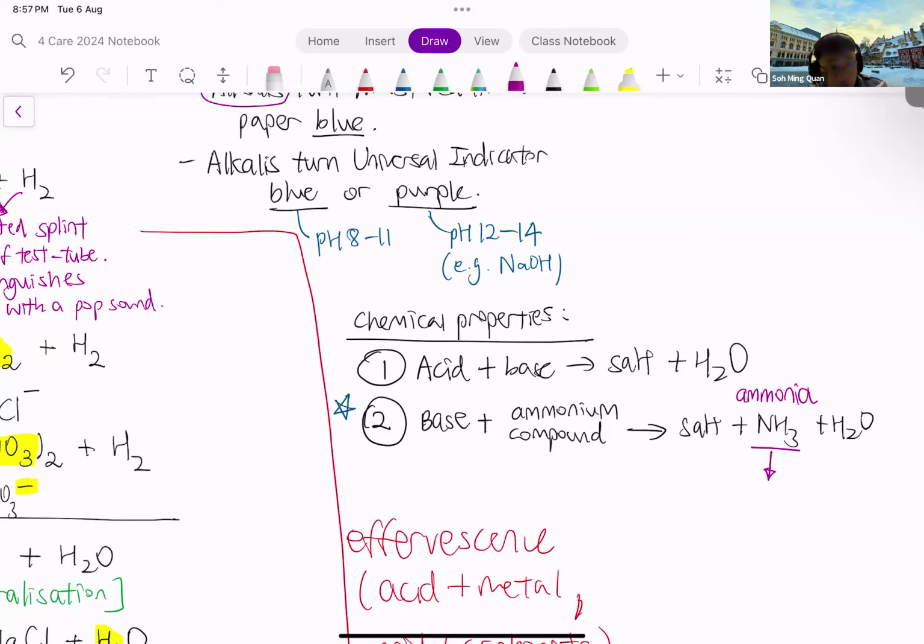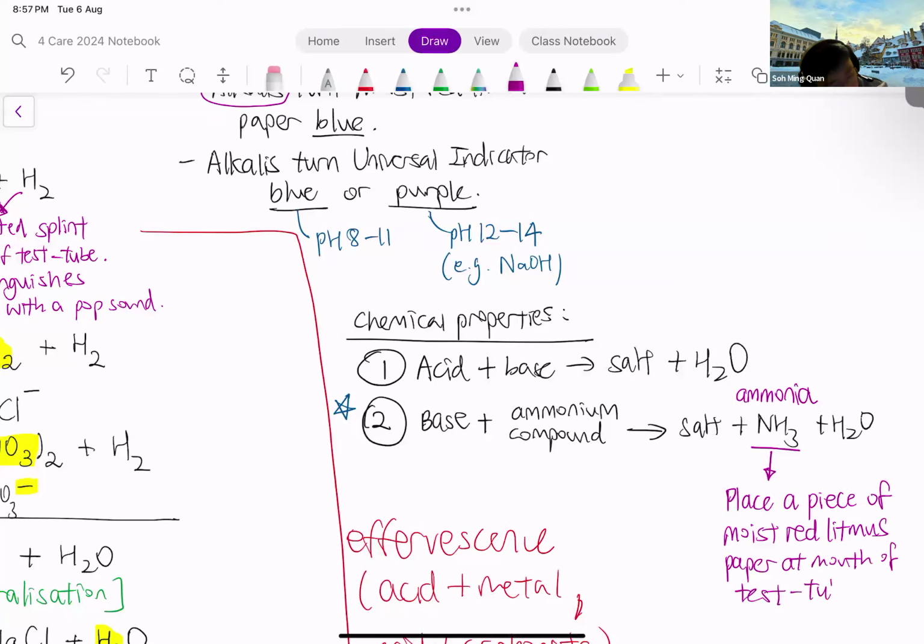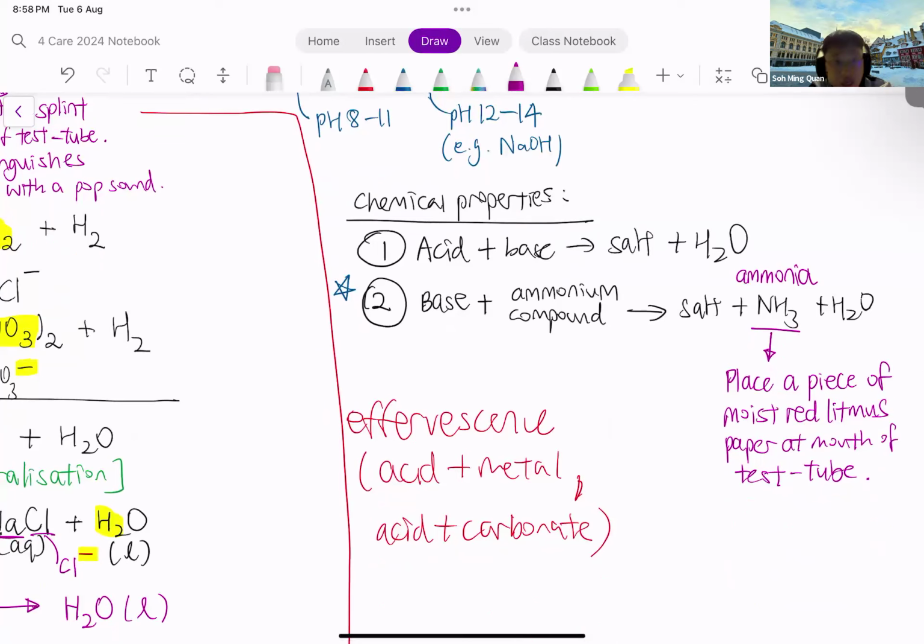How do you test for it? You test for it by placing a piece of moist red litmus paper at the mouth of the test tube. So this time around, we are going to use moist red litmus paper because we know ammonia is actually alkaline. Ammonia gas being alkaline, it will turn moist red litmus paper blue.